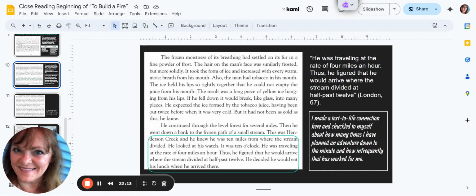He continued through the level forest for several miles. Then he went down a bank to the frozen path of a small stream. This was Henderson Creek, and he knew he was 10 miles from where the stream divided. He looked at his watch. It was 10 o'clock. He was traveling at the rate of 4 miles an hour. Thus he figured that he would arrive where the stream divided at 12:30. He decided he would eat his lunch when he arrived there.